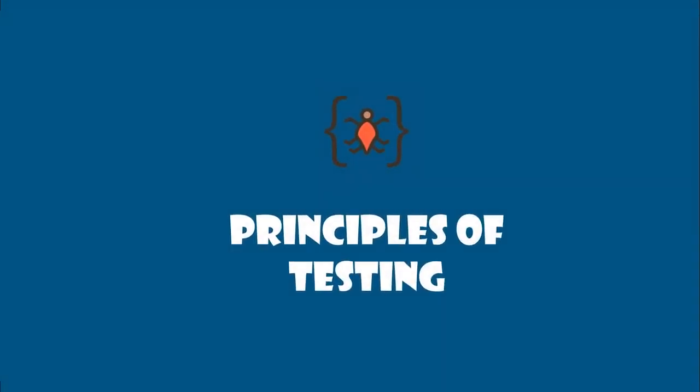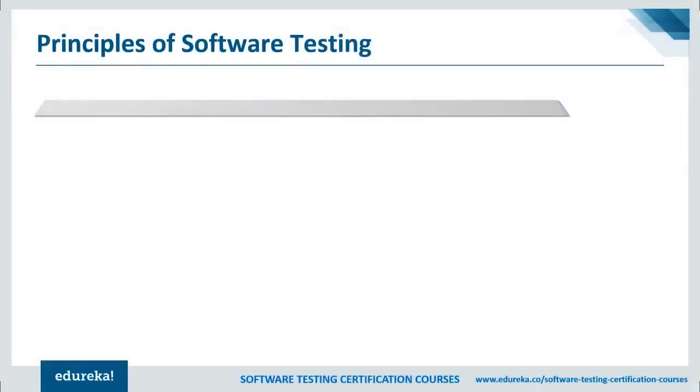Now let's move further and understand the principles of testing. Testing of software is an exceptionally imaginative and intellectual task for testers to perform. Testing of software or applications follows some principles that are mentioned over here. These principles also play a significant role for a software tester to test the project, and they are: first one, software testing can help in detecting bugs.